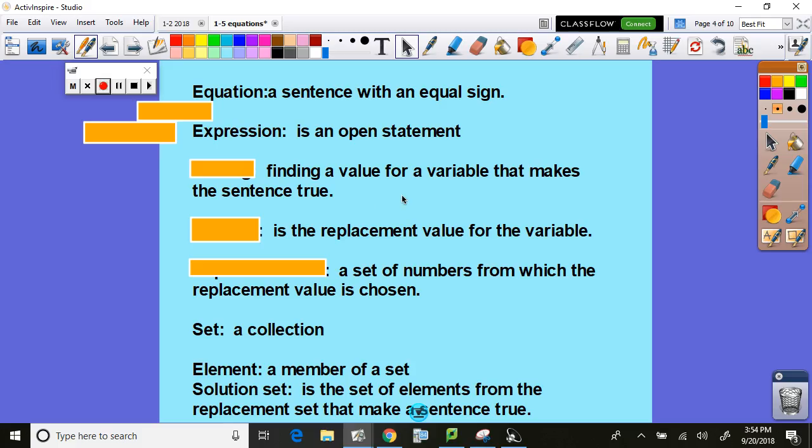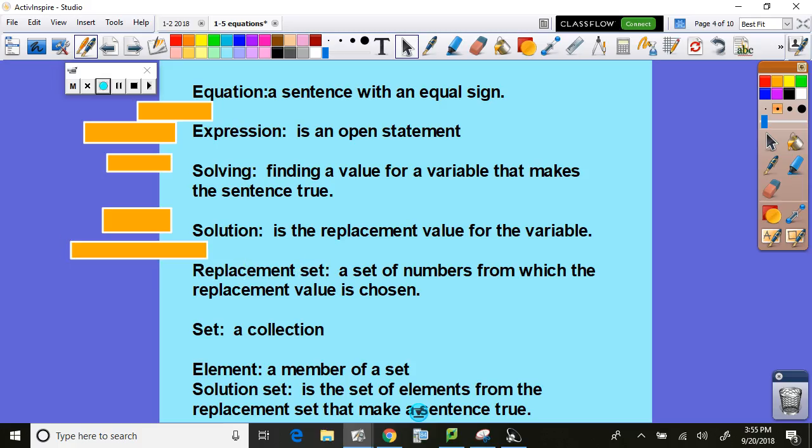Finding a value for a variable that makes a sentence true, that is solving. Blank is the replacement value for the variable. That is the solution. Blank is a set of numbers from which the replacement value is chosen. That's something called the replacement set. If you've never worked with this before, that's where I give you a set of numbers and I want to know if the answer is part of it. If it's not, then it's no solution.